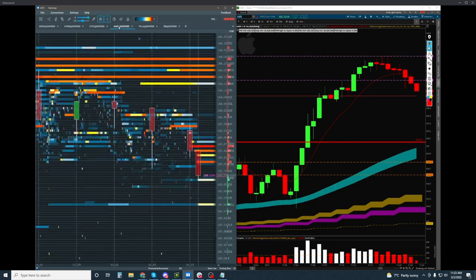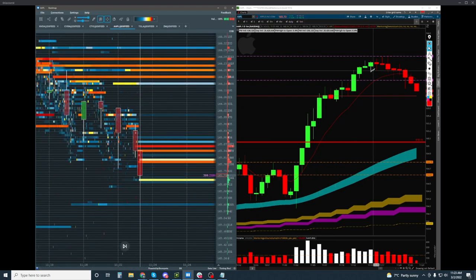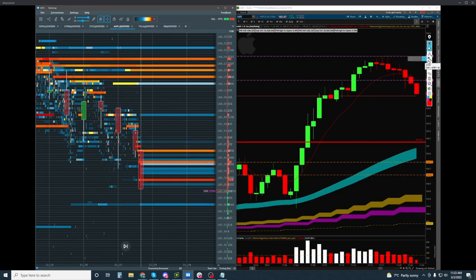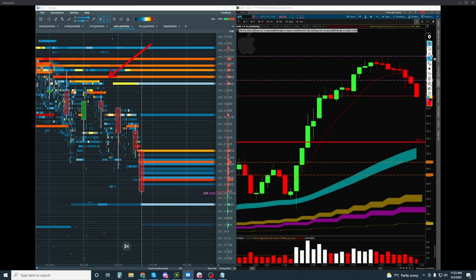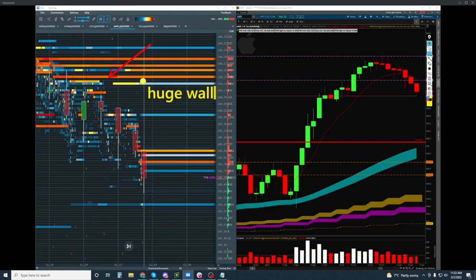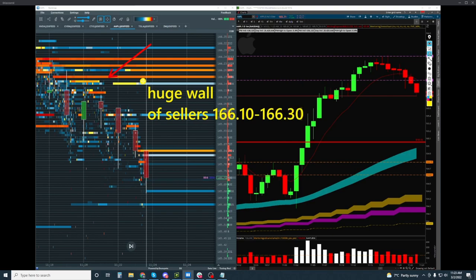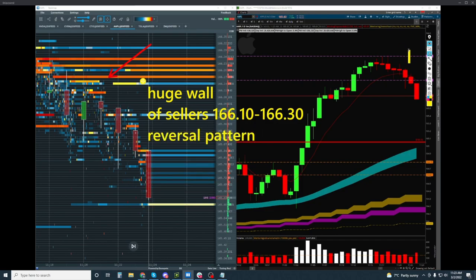And over here, say bye-bye Apple. Look at that liquidity that is jumping in. I mean, this is so crazy, right? So crazy over here. We're going to make it like this. So huge wall of sellers. 166.10, 166.30. Reversal pattern. Okay. Understood, traders? Clear for everybody?